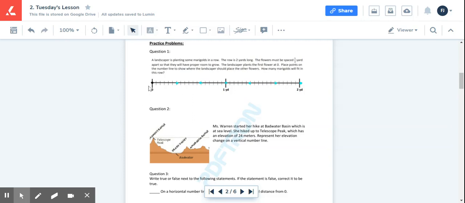Yeah, I notice that this whole is divided into 18 pieces. If it's divided into 18 pieces and I'm trying to find 1/3 of that, I know that 1/3 of 18 is 6. So there will be a marigold placed every 6 spaces.